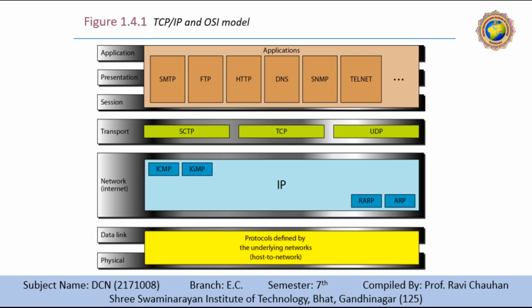At the transport layer, TCP/IP defines 3 protocols, as you can see: Transmission Control Protocol, TCP; User Datagram Protocol, UDP; and Stream Control Transmission Protocol, SCTP. At the network layer, the main protocol defined by TCP/IP is IP, the Internet Protocol or Internetworking Protocol. There are also some other protocols that support data movement in this layer, such as ICMP, IGMP, RARP, and ARP.